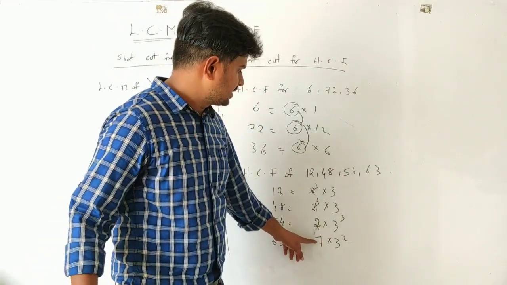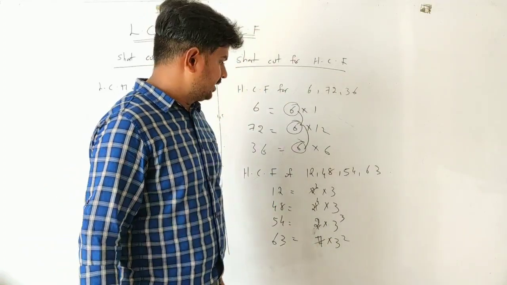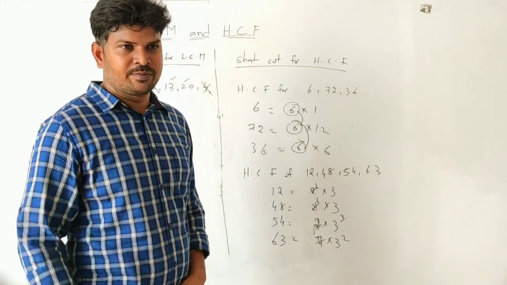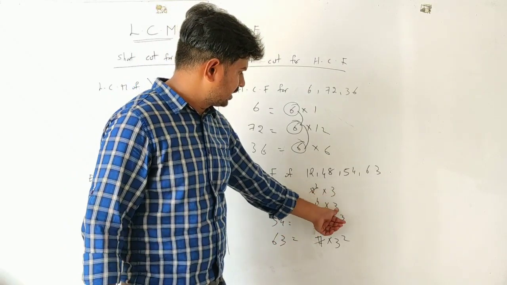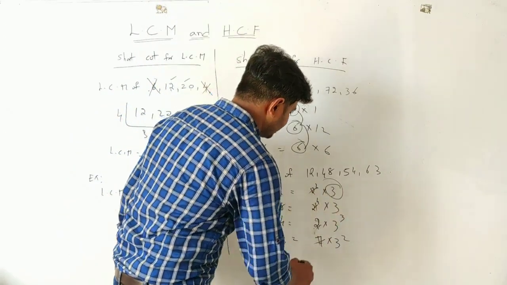Now 7. 7 is here, it is not here, not here, not here. So remove 7. Now take 3, and it should be the least power of 3. What is the least power of 3? 3 is here, 3 is here, 3 is here. What is the least power? 3 power 1 is the least power. So the answer for this is 3.